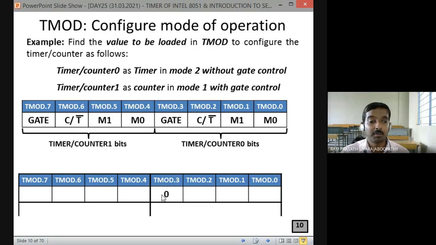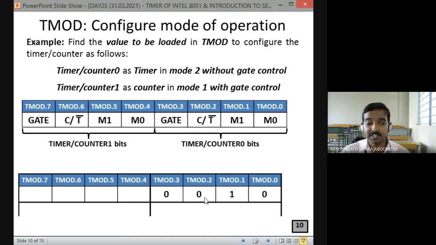0. What about the operation, timer or counter? Whether I am going to configure as timer or counter? Timer. So what do I have to fill at this particular bit? 0 only. Fine. What about M1 and M0? I have to configure in mode 2. What about the value I have to fill at M1 and M0? Yes, very good, 1 0. Very good.